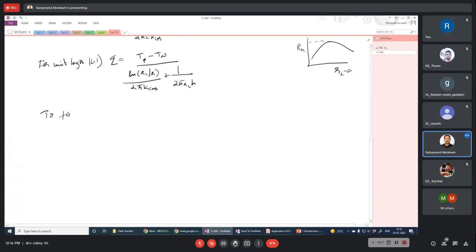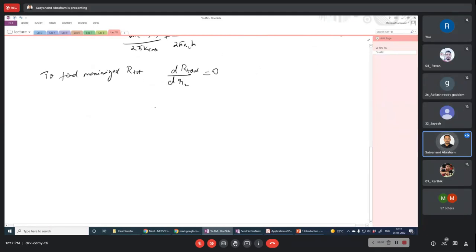To find the maximized R total, where Q is equal to T1 minus T infinity divided by R total, and R total is the summation of these two resistors, how can we find that? Differentiate and equate to 0. Yes, differentiate with respect to R2, and set d R total by d R2 equal to 0. It is very simple differentiation.